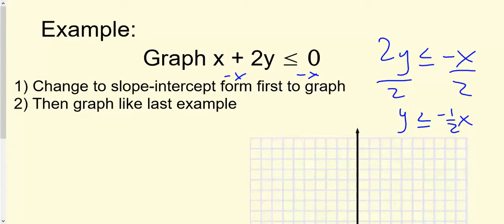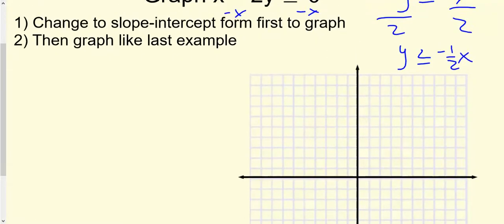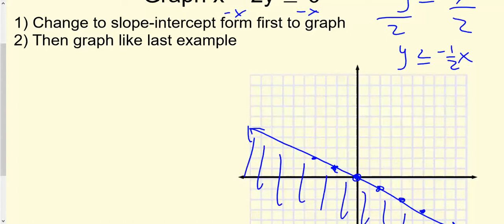Okay, so here we're going to start at 0. And we're going to go down 1 over 2. Now this one I'm going to be using a solid line, because of the equals part. And it says y is less than, so that means you're going to shade below.